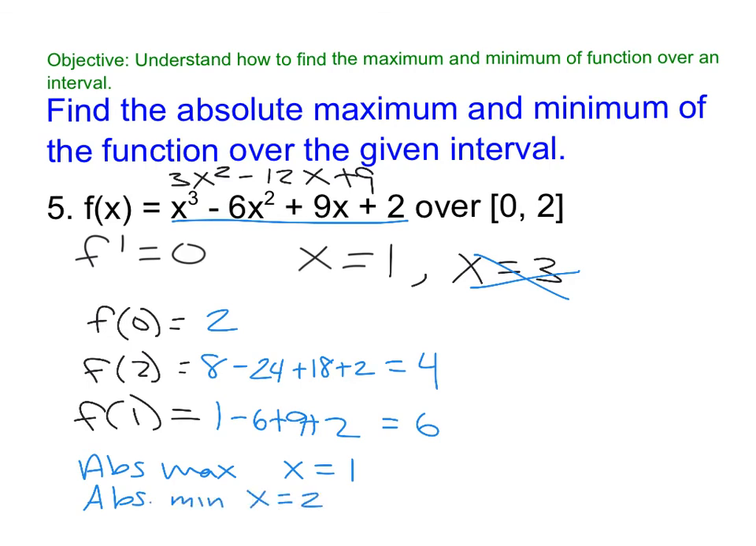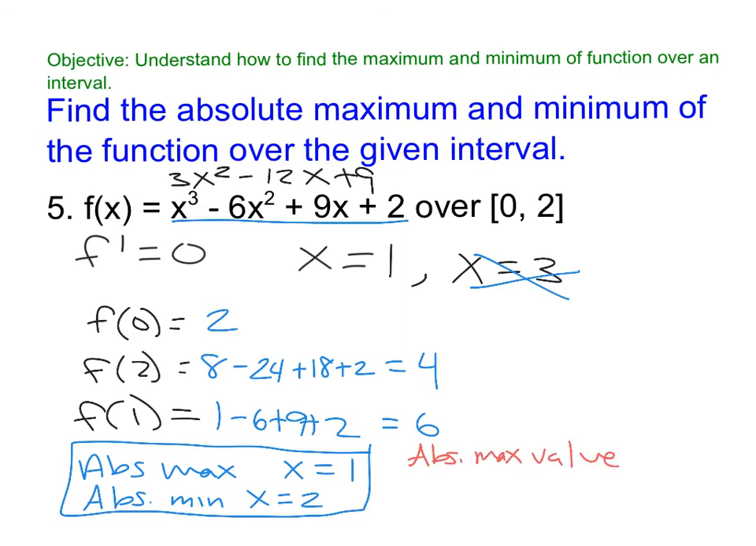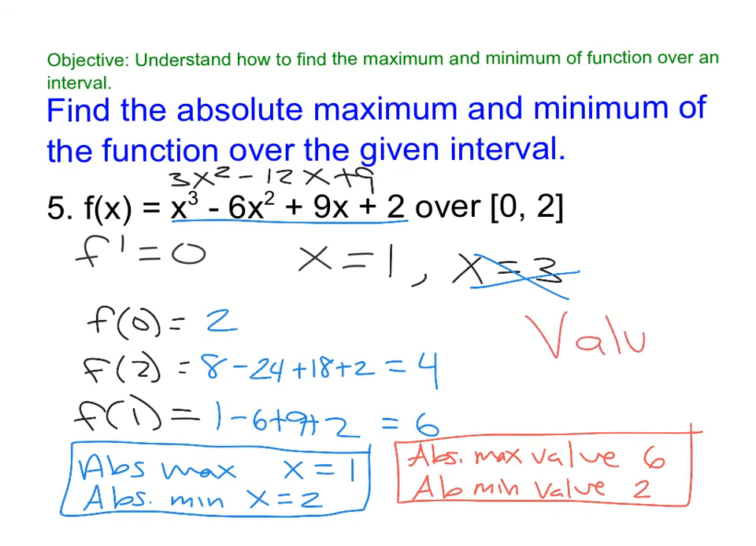Now, here's the thing. You have to pay attention to the wording. These are your absolute max and absolute min. Now, let's say it said absolute max value. The absolute max value is 6, the y. The absolute minimum value is 2. So if you see the word value, that means your y. Anytime it asks for the max value, that's your y. If they just ask for the max, you're going to put your x.